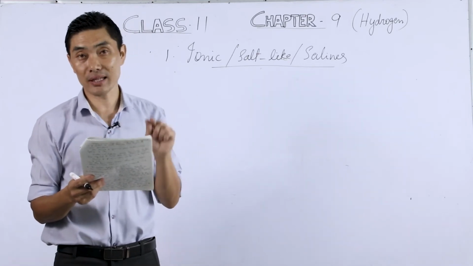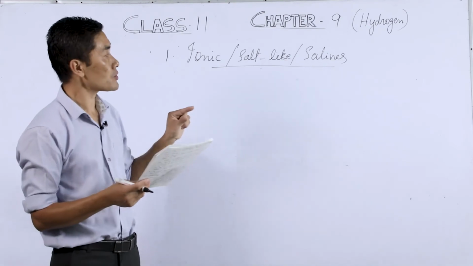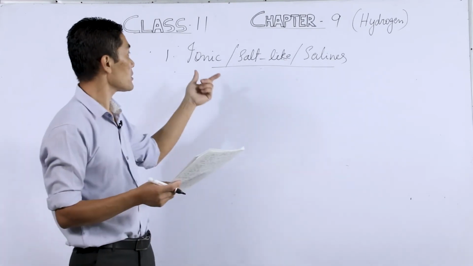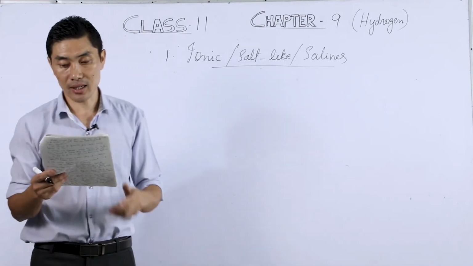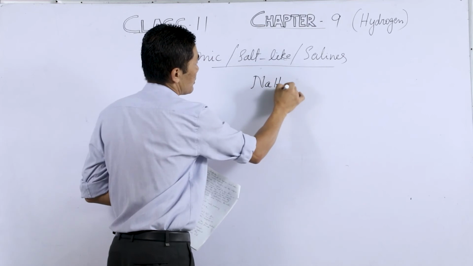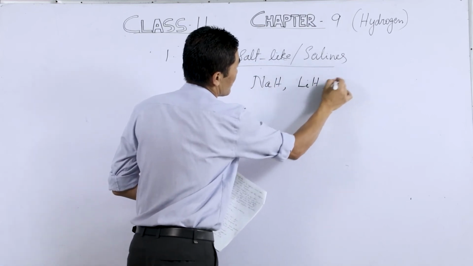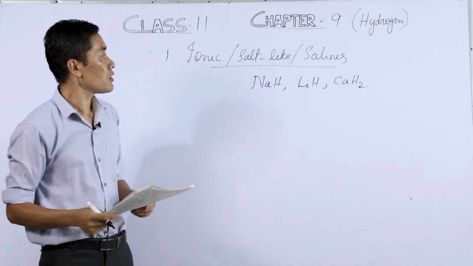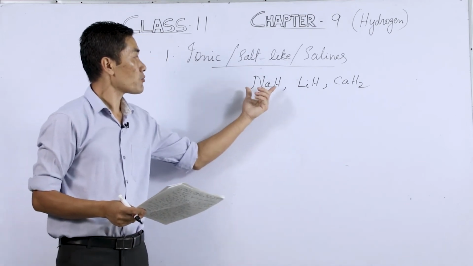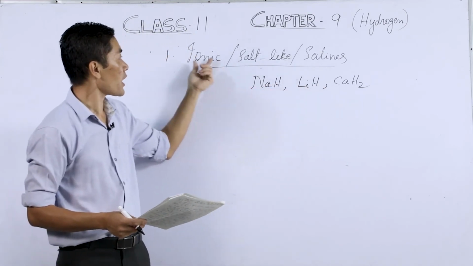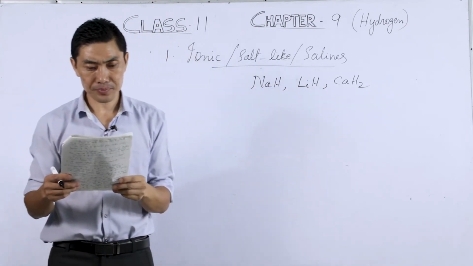Except beryllium and magnesium, all the alkali metals and the alkaline earth metals combine with hydrogen to form these ionic or saline hydrides. Examples are sodium hydride, lithium hydride, and calcium hydride. All of these are hydrides formed from group 1 and group 2 elements. So these are ionic or saline in nature.